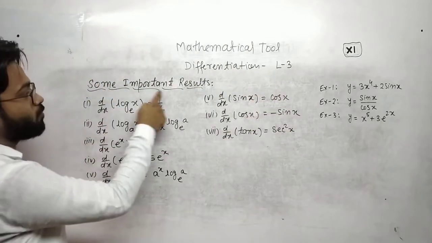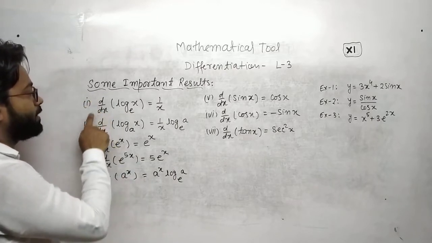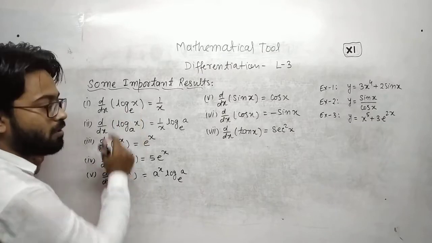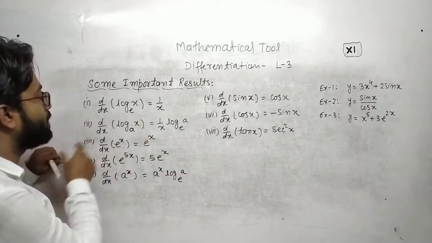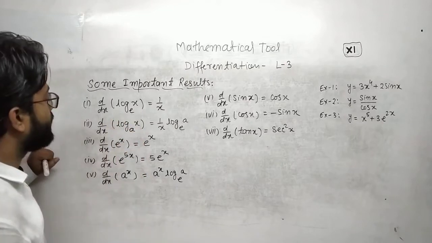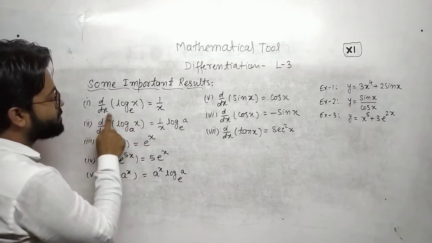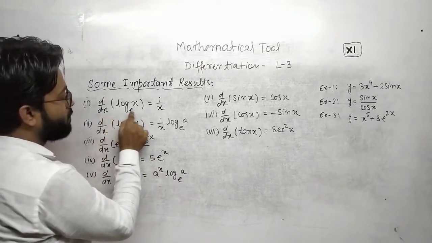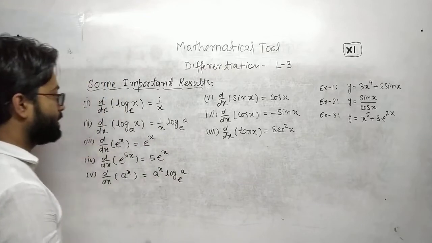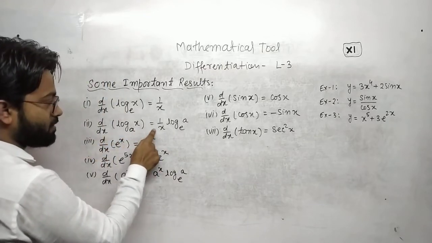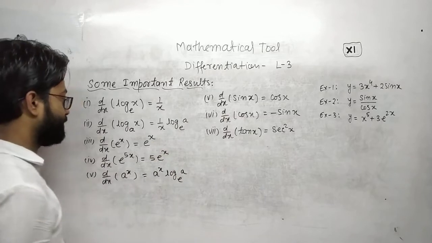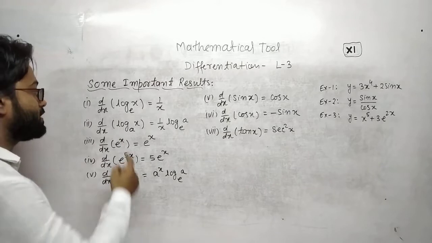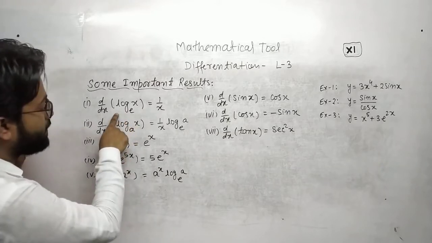Here are some important results. First result is differentiation of log base e of x. What is log? Log is a concept. We will discuss log in upcoming lectures. Differentiation of log x, you just need to remember. Differentiation of log x is 1 upon x. Differentiation of log base a of x is 1 upon x log e a. When you learn about log, you can easily understand the differentiation of log.